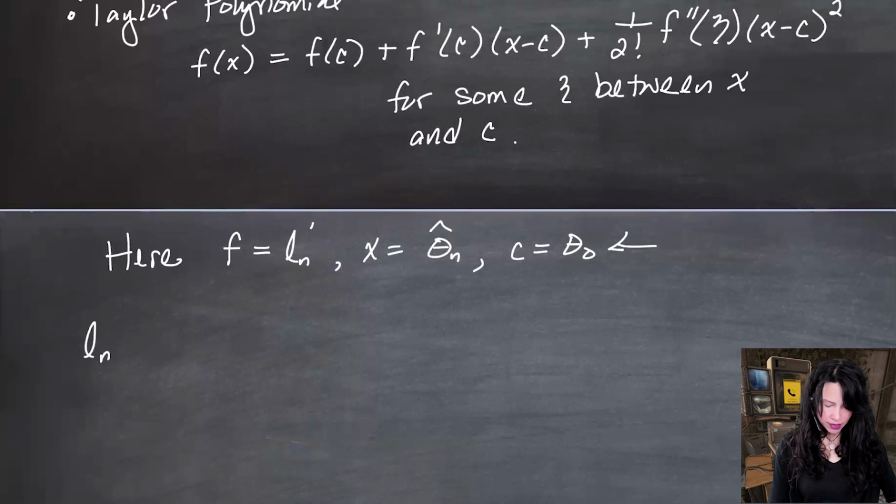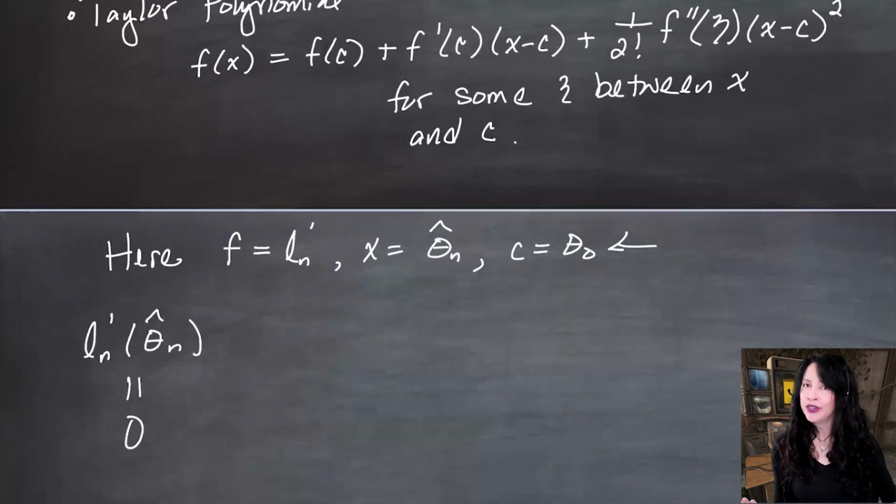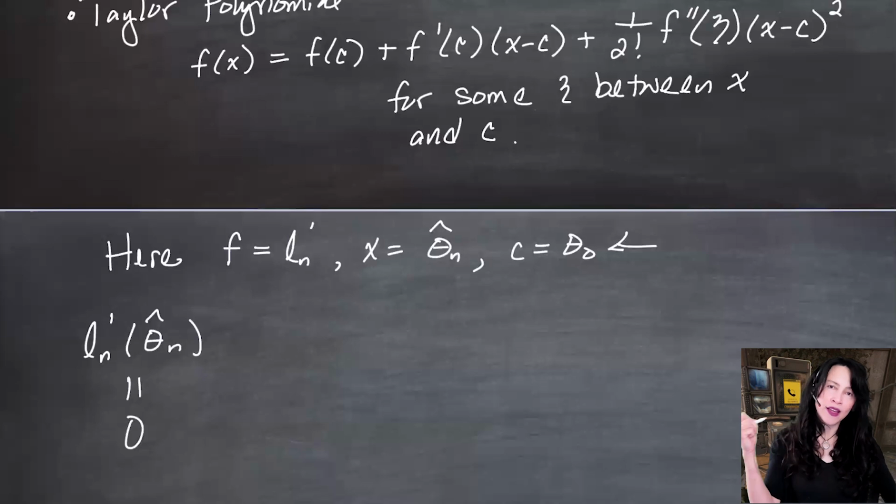I'll get the log likelihood derivative evaluated at the MLE. Oh, we know what that equals. That is 0. Because how do you find the MLE? You sometimes look at the likelihood, sometimes the log likelihood, but you take its derivative and set it equal to 0 and find a solution to that. So if you were to plug that MLE back into the derivative of the log likelihood, you should get 0.